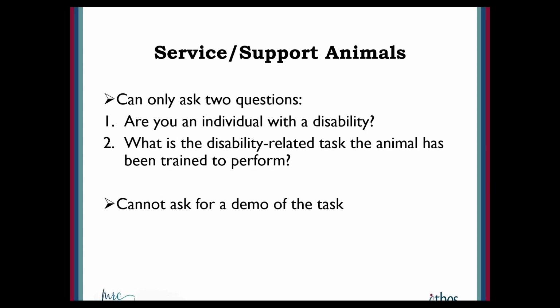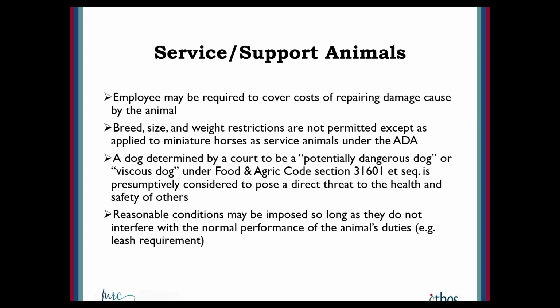You can only ask a couple of questions. Are you an individual with a disability, right? Like what's going on there, and what's the disability-related task that the animal has been trained to perform, right? You cannot ask them for a demonstration of the task, although that would be pretty cool. So you're limited in what you can do. There are some things that you should know about this. Employees can be required to cover the cost of repairing damage caused by the animal, right? You can't really specify breed, size, or weight restrictions.